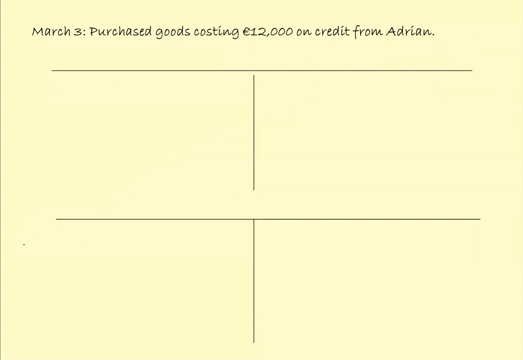Now, moving on forward, March the 3rd, purchase goods costing 12,000 on credit from Adrian. On credit means no money changed hands, so no money moves, so the bank isn't involved here. Purchasing of goods means we're buying in goods for resale. That is recorded in what is called a purchase account. So we need a purchase account and we need an account for Adrian. Now we have neither of these accounts, so we open them up and we record them.